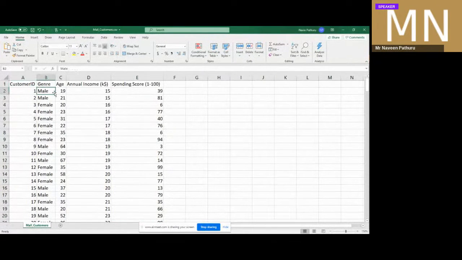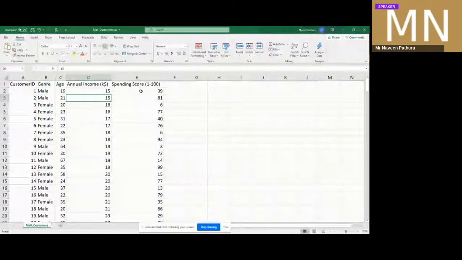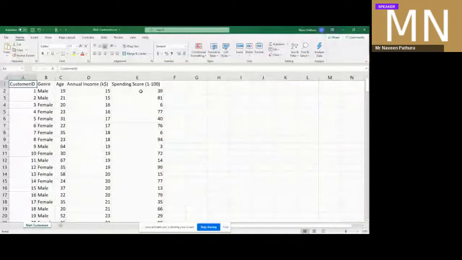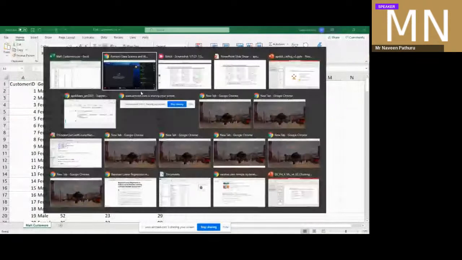This is a male. He's 19 years old. His income is $15,000 US. His spending score is 39, which means if he has $100, he spends about $39 for every $100 that he has. Take a look at the next guy. He's 21 years old, $15,000 is income, spending score 81. Then take a look at this guy. He spends only $6 for every $100. He's also around 20 years of age. Like this, we have 200 customers' data. Everybody okay with that? Quick yes.